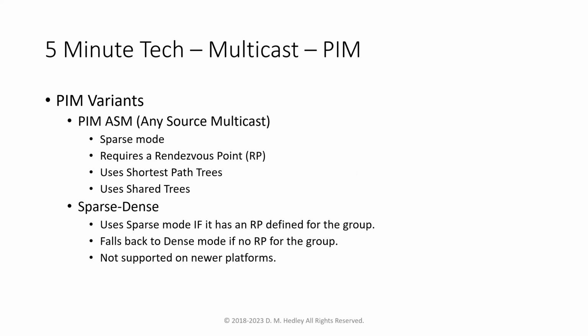The more common one you're going to run into is often referred to as any source multicast, ASM, sparse mode. It needs a rendezvous point. It needs a place that we commonly know, a device that learns about all the sources, and everyone who is asking for traffic knows to go to it to find out if there are sources. It uses both shortest path trees and shared trees.